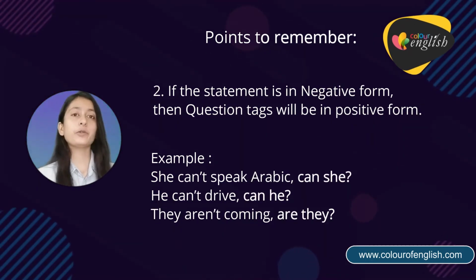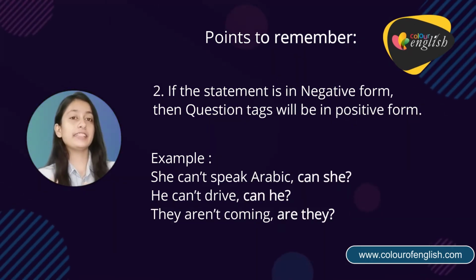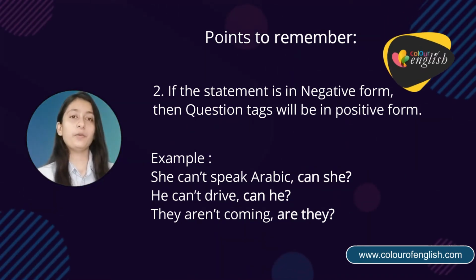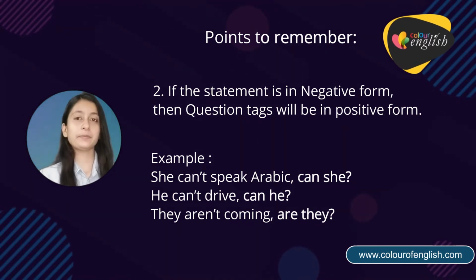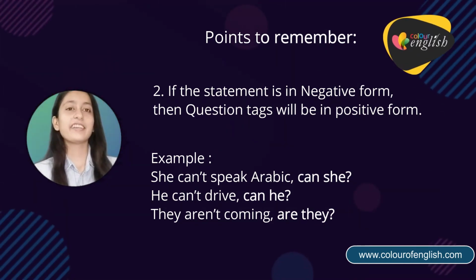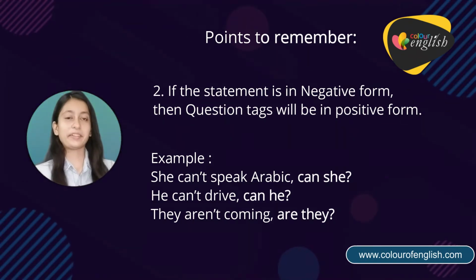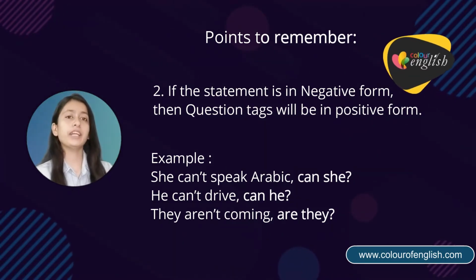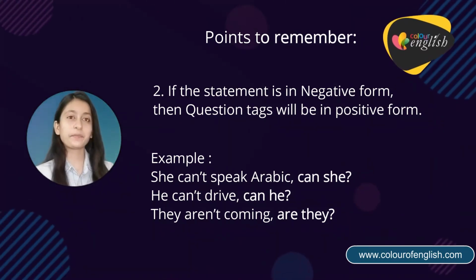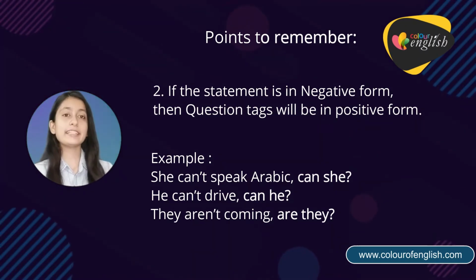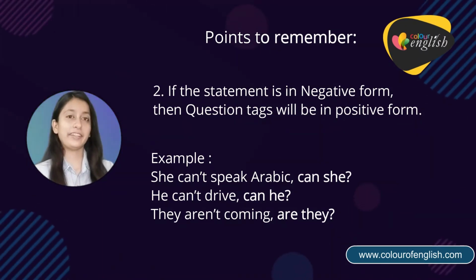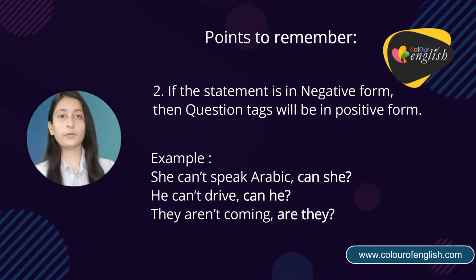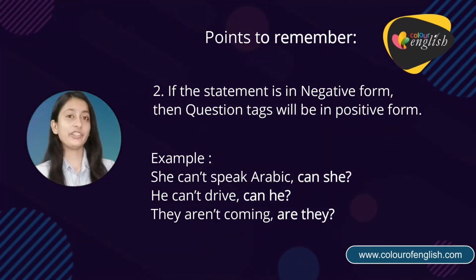Similarly, the second rule is that if the first statement is in negative form, then the question tag will be in positive form. For example, she can't speak Arabic. Can she? It is used to confirm that she can't speak Arabic. Can she? So in this sentence, the first statement is already negative, so the question tag formed will be positive. Can she?